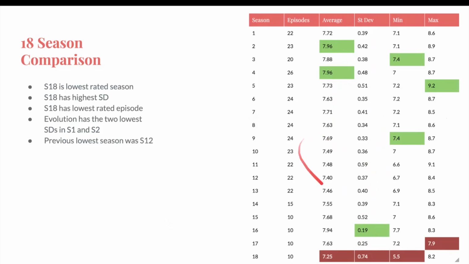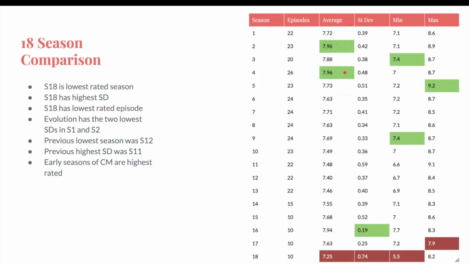The previous lowest rated season was season 12, which now has an average of 7.40, and the previous highest standard deviation was season 11, which had a standard deviation of 0.59. I do want to mention that season 11 has, for the original run, the lowest rated episode and the second highest rated, which is why it has a high standard deviation. And so overall, the early seasons of Criminal Minds are the highest rated.